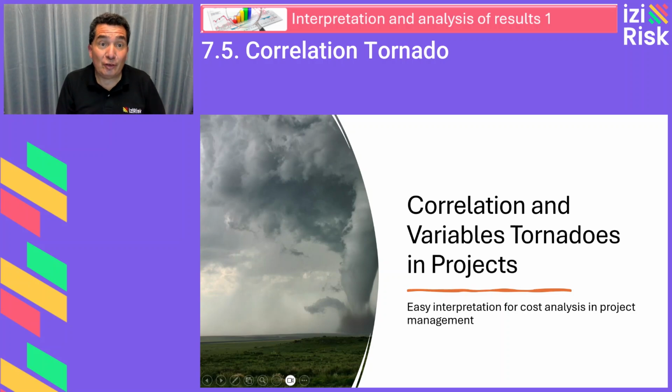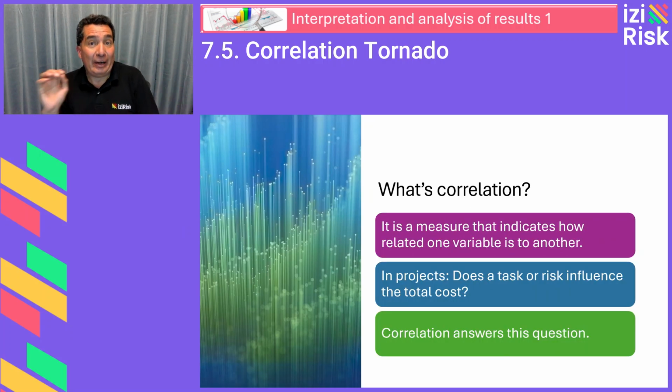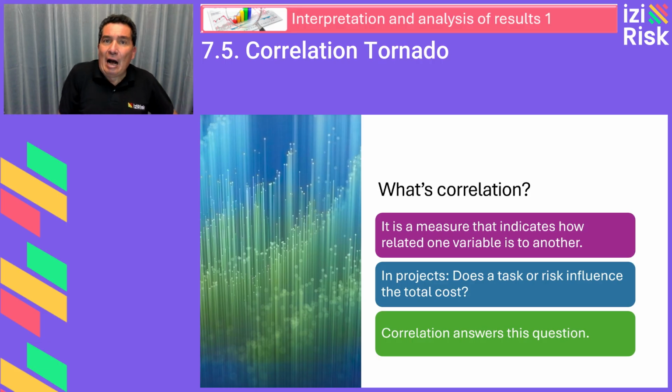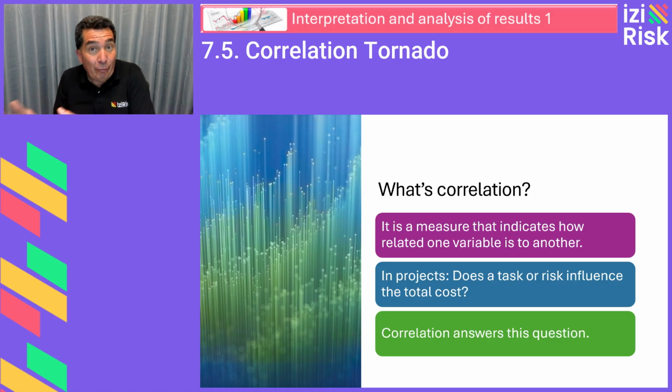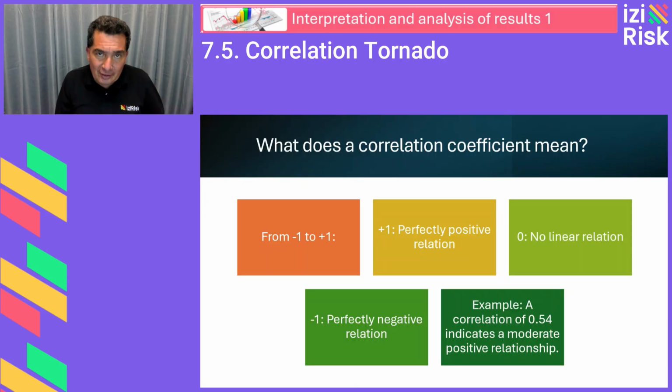In simple terms, correlation is a measure that tells us how closely one variable is related to another. In the context of project management, it helps us answer questions like how much does a specific task, with its uncertainty or a risk, influence the total project cost? What does a correlation coefficient mean?